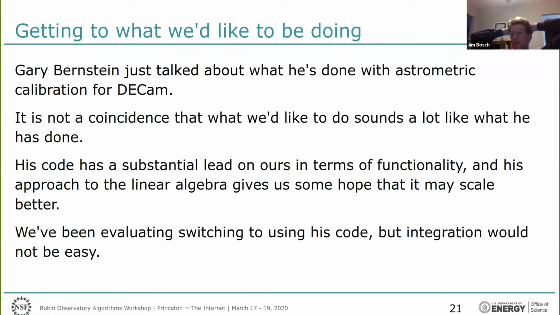Instead of using sparse matrices, he's essentially marginalizing over many of the parameters so we can use dense matrices. And that may scale better and address some of the scaling problems we've run into. So we've been evaluating switching to actually using his code. The integration is not super trivial. There are big complex code bases that would have to be tied together, and it's a hard software engineering problem. But it's very much on the table, and I think we're evaluating whether it's the best use of our developer time right now.